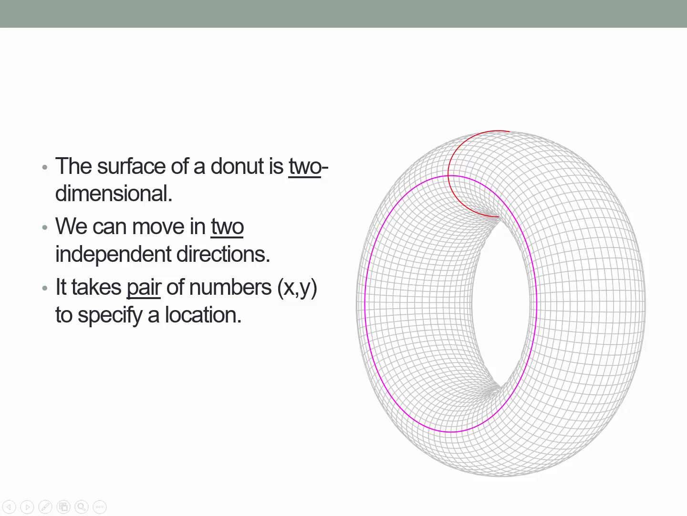Of course, you could move in both simultaneously, so you could go off on somewhat of a diagonal. But that's really not a new direction. That's just a combination of the other two. And you can also see that this is two-dimensional by seeing that everywhere you look, you're seeing what looks like a two-dimensional grid, just like on graph paper. So globally, it's wrapped up, but locally, it looks just like a piece of graph paper. And locally, it takes a pair of numbers, that is to say, an x and a y, to specify a location.